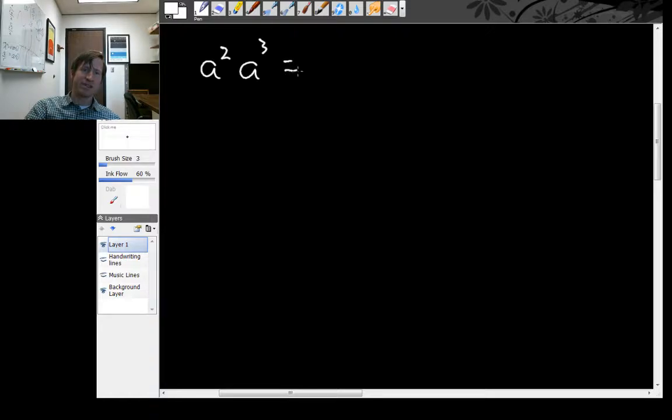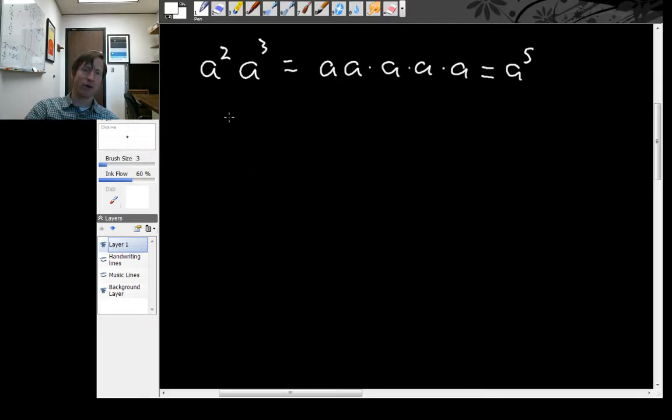Okay, let's start out with something like this, say a squared times a cubed. If we just expand these, a squared is a times a, and then a cubed is a times a times a. So altogether we have a to the 5th power here. And 5 is 2 plus 3.